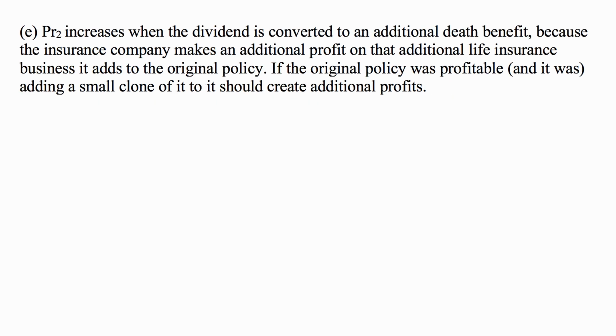For Part E, we note that PR2 increases when the dividend is converted to an additional death benefit because the insurance company makes an additional profit on that additional life insurance business it adds to the original policy. And if the original policy was profitable, and it was, we established that, adding a small clone of it to it should create additional profits.